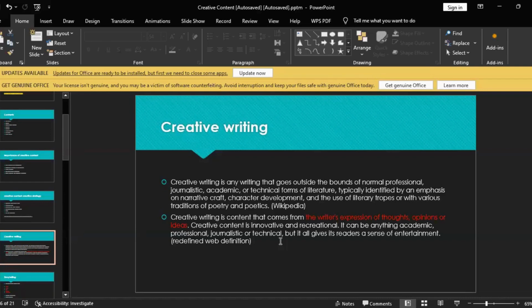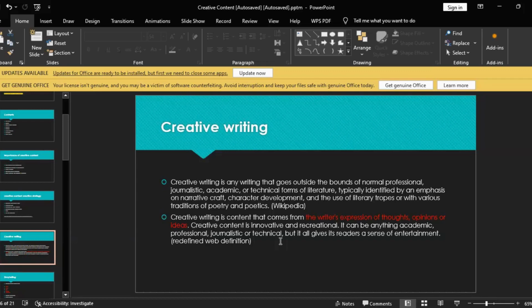So creative content is innovative and recreational. If I give the topic apple, each one of you should be able to produce something innovative and recreational using the topic apple. Did you get that point? What matters is your expression of thoughts, opinions, and ideas with innovation and recreation. Did you get that point? So that is what you call creative writing.